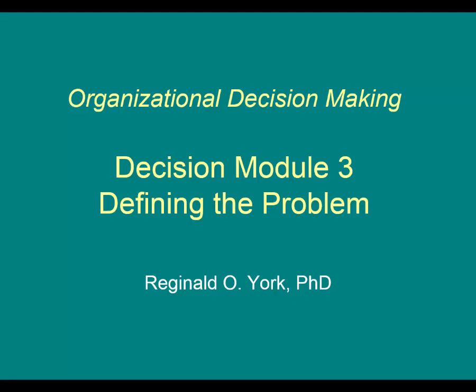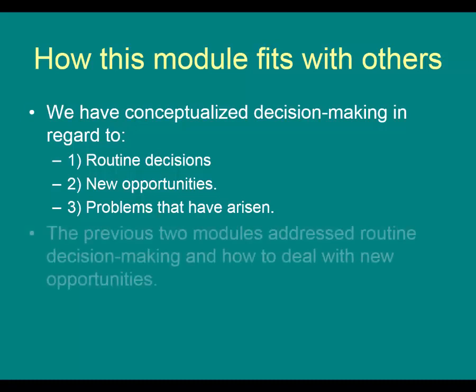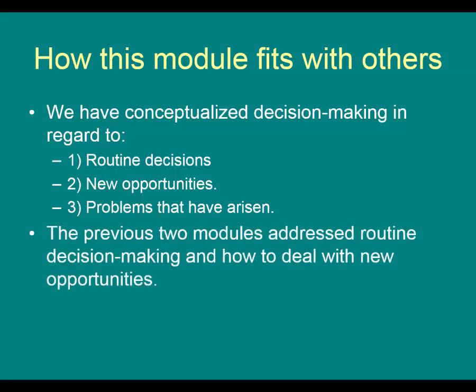This is one module, Module 3, of a set of modules on organizational decision making in human service organizations. Let me speak a little bit about how this module fits with other modules in this training program. We have conceptualized decision making in regard to routine decisions, new opportunities, and problems that have arisen. We've talked previously about the routine decisions and new opportunities. Now we're going to be talking about problems that have arisen.